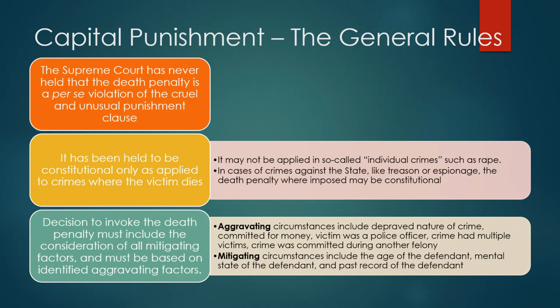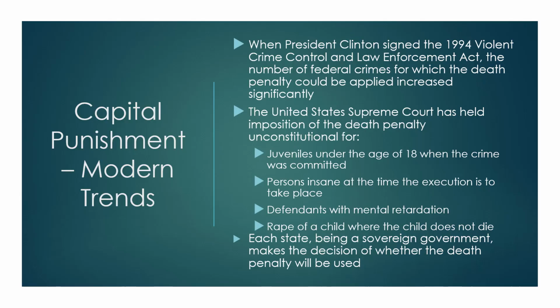So the aggravating is, what's the nature of the crime? Was it committed for money? Was the victim a police officer? Were there multiple victims? Was it committed during another felony? That's called the murder-felony rule. Mitigating things could be, well, how old were they? So, for example, the Supreme Court won't allow the execution of someone under 18. What's their mental record? What's the past record of the defendant? Are there mitigating reasons why they might do this? So here are some of the modern trends that we've seen.